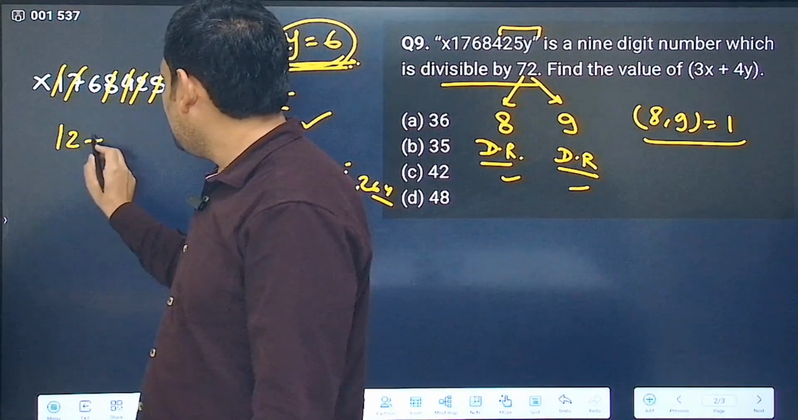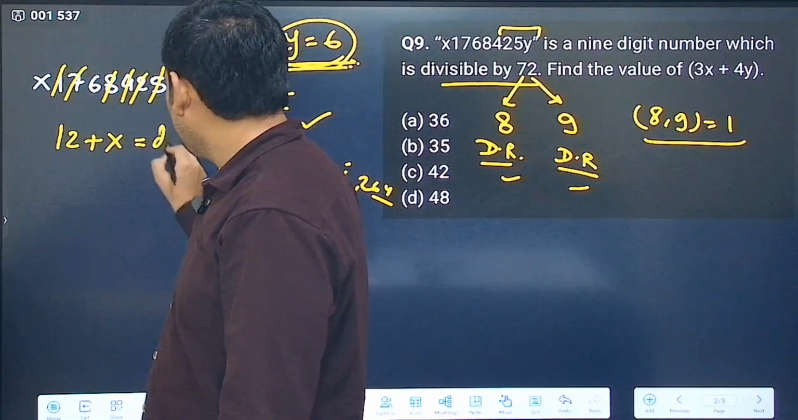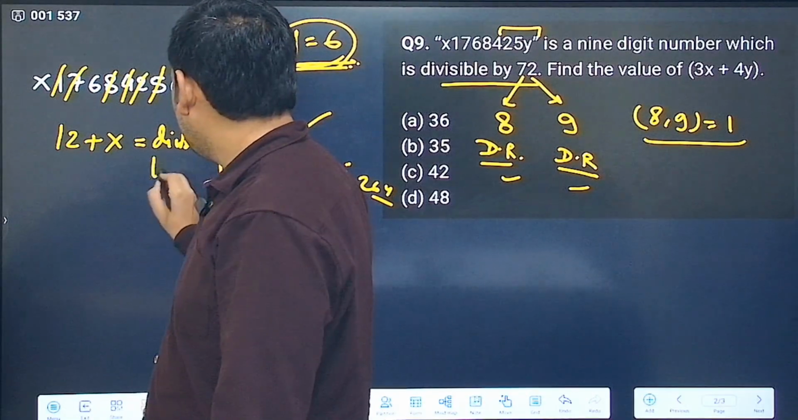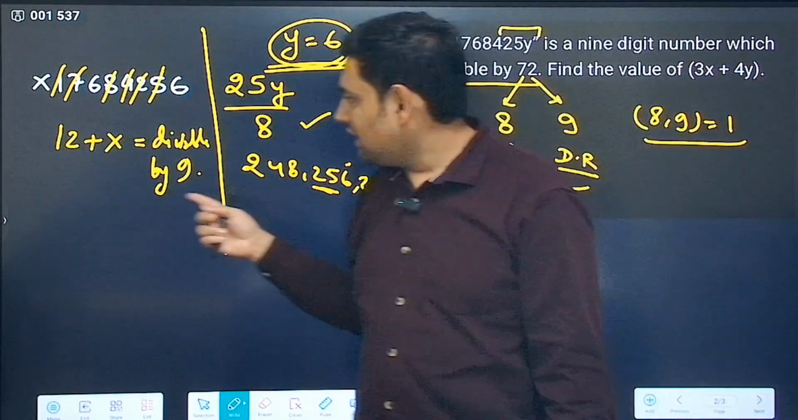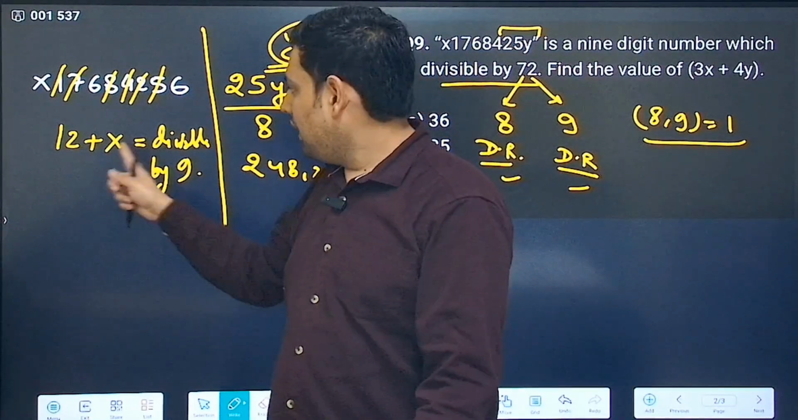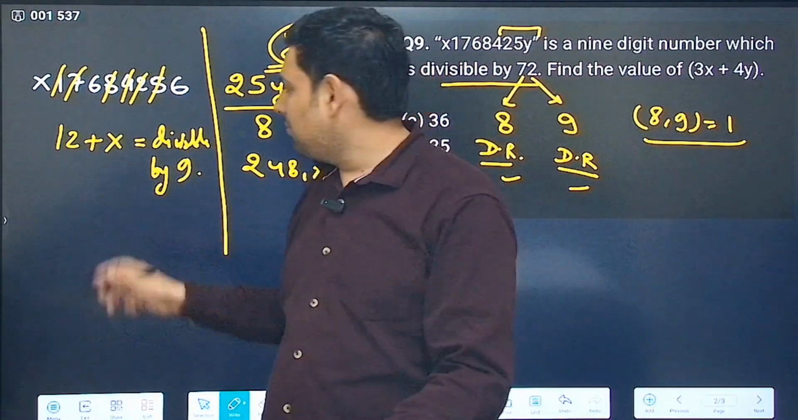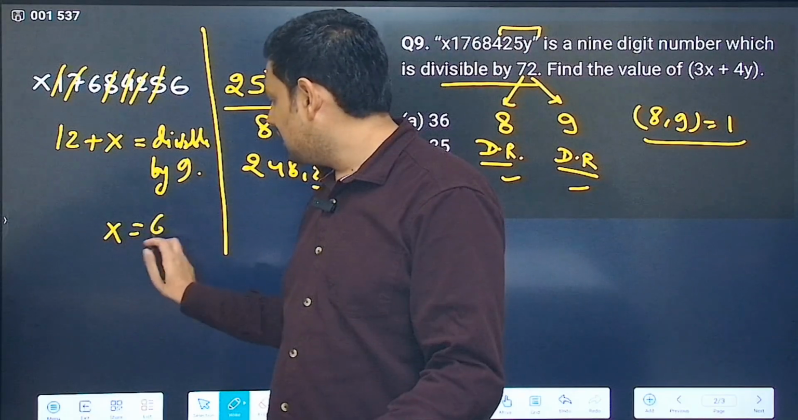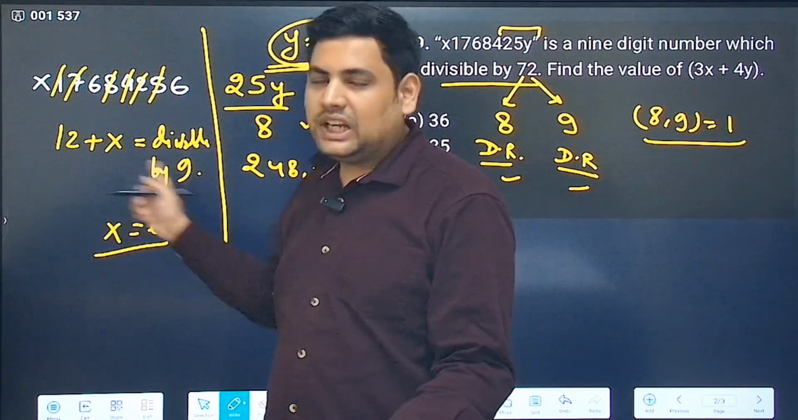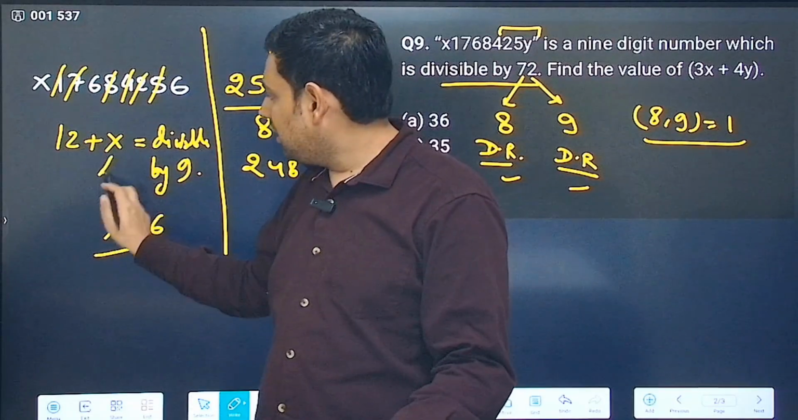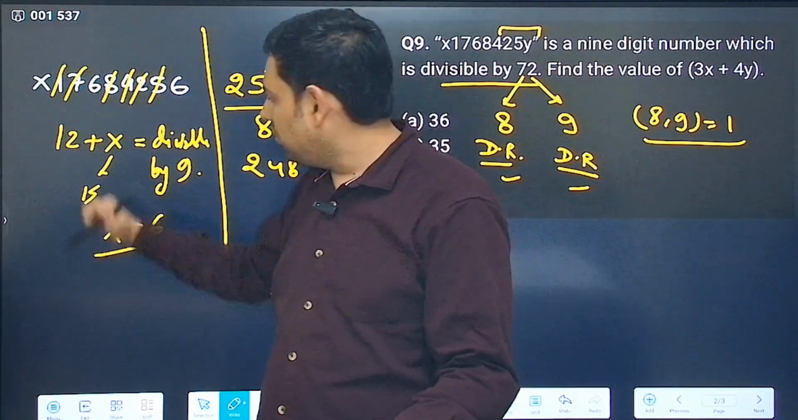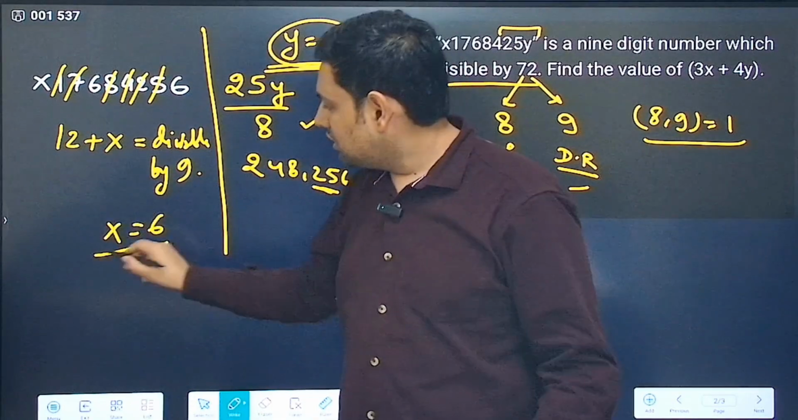So that means 12 plus x has to be divisible by 9. What are the possibilities? What can x be? Now, x is of course positive and a single digit number. So one of the possible values of x is 6. x plus 6 will become 18. 18 is divisible by 9. Now, if I try to get to 27, then what do I need here? I need 15. Is that possible? No. It's a single digit number. So x is also 6.